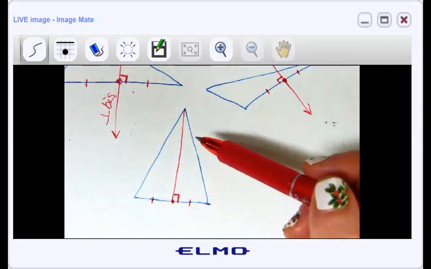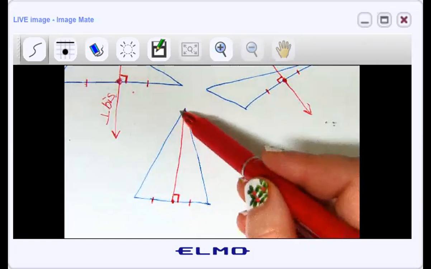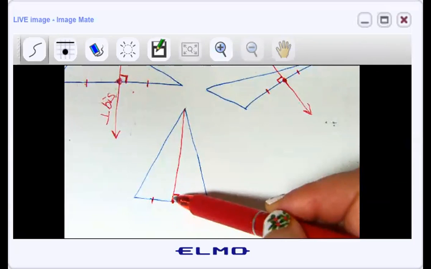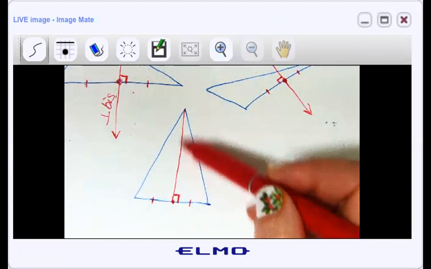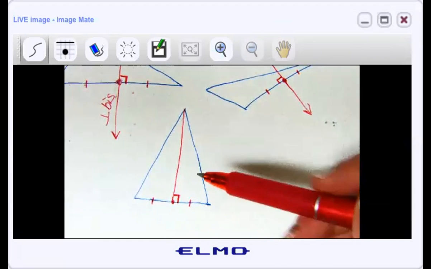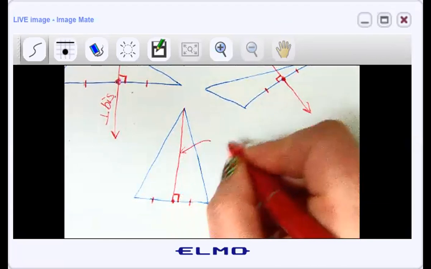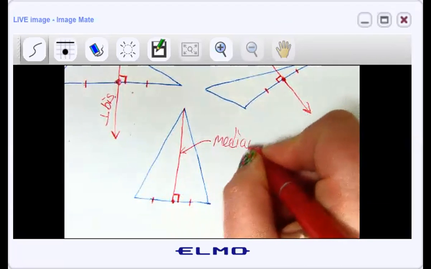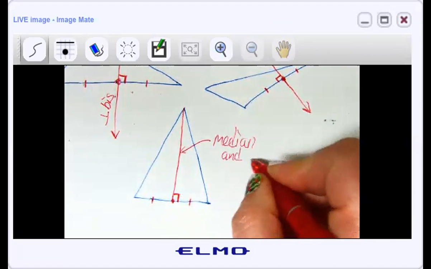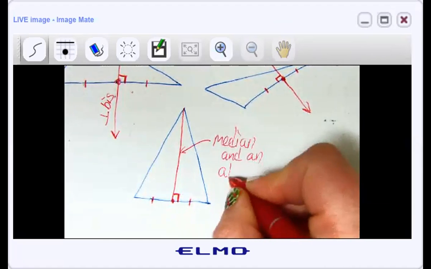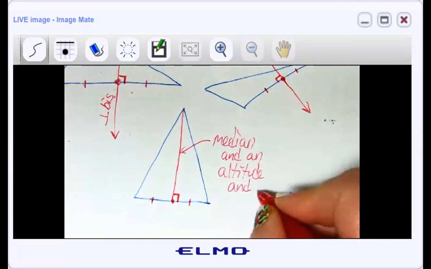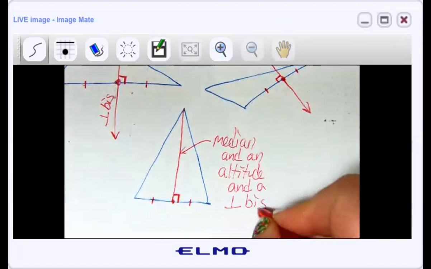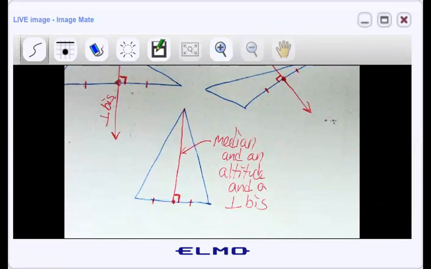But remember what we learned yesterday. Medians go from a vertex to a midpoint. In this particular triangle, this one line that I drew is all of those things. So this one happens to be a median and an altitude and a perpendicular bisector. This one thing just so happens to be them all.